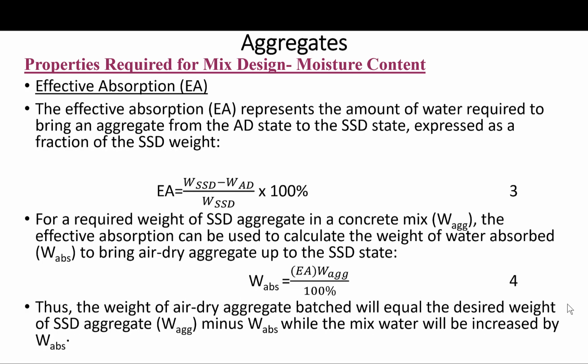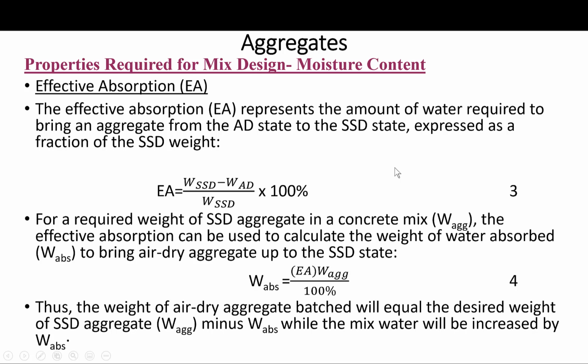Okay, the effective absorption, EA. The effective absorption represents the amount of water required to bring an aggregate from the AD, air dry, to the SSD state, expressed as a fraction of the SSD weight, as you can see in this equation number 3, which is EA equals WSSD minus WAD over WSSD. Basically, this is the weight of the aggregate in SSD, and this is the weight of the aggregate in the AD.